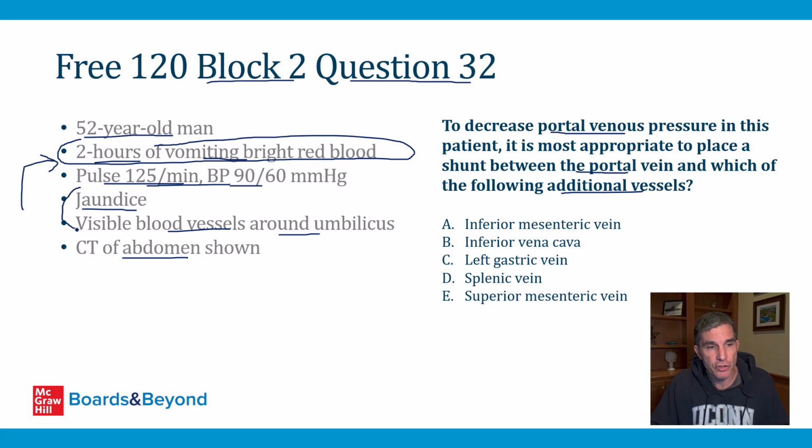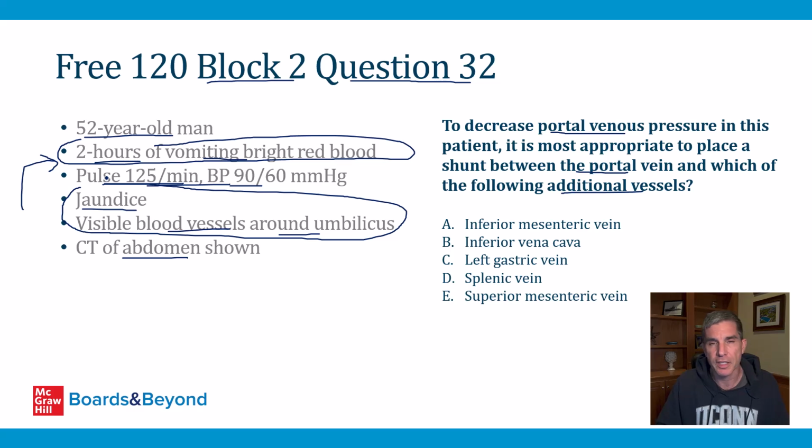Then they tell you that he has jaundice and visible blood vessels around the umbilicus. So these are signs of end-stage liver disease and cirrhosis and portal hypertension. So this information is just telling you that this man has very severe liver disease and he has portal hypertension. When the pressure in the portal vein gets very high, blood vessels can become dilated around the umbilicus. This is a finding called caput medusae. So basically, they're just telling you this man has liver disease and portal hypertension.